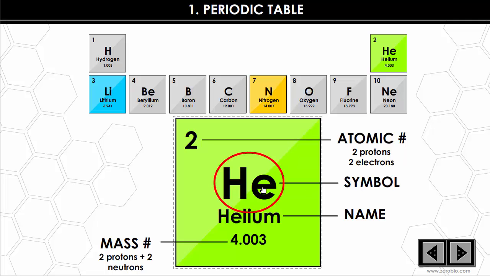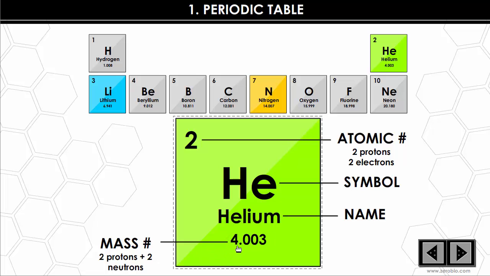The symbol is given here in the middle. The symbol for helium is capital H, small e. It's important to make the first letter capital and the second one small. The name is also given below, so He is the symbol for helium. Below the name is the mass number or the atomic mass. I like to call this the mass number though.